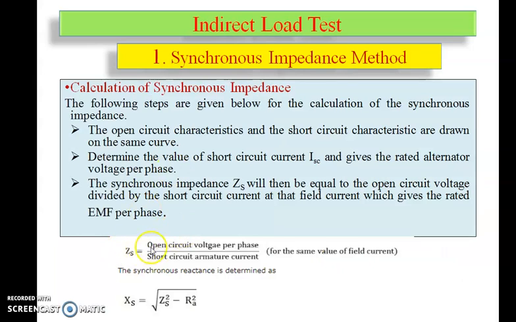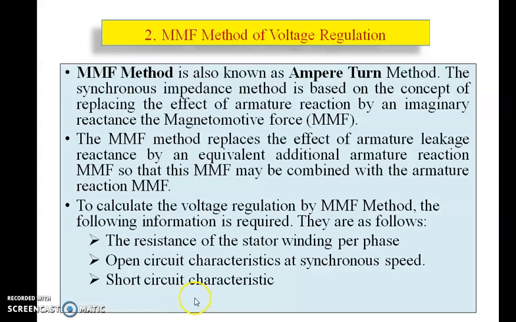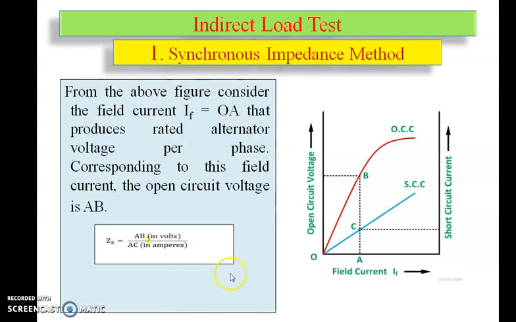Now ZS equals open circuit voltage per phase divided by short circuit current per phase, and by using the synchronous reactance we can easily find out XS equals square root of ZS square minus RA square. Okay, now by using this we can find out the value of the voltage regulation.